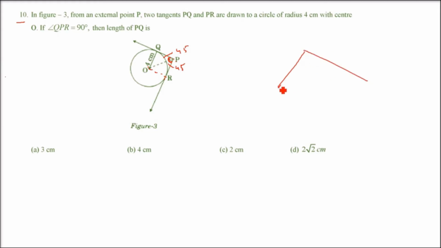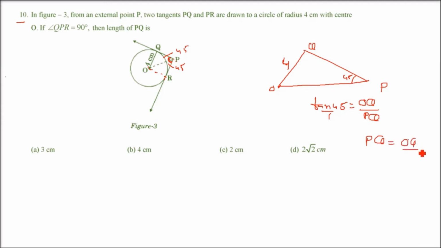I'm making this triangle. Both are similar. That's why we have this 45 degree angle. This is P, this is O, this is Q. So this is 4, and we have to find PQ. So tan 45 is OQ by QP, or PQ. Tan 45 is 1, so PQ equals OQ. OQ is 4, so PQ equals 4. So B is the answer.